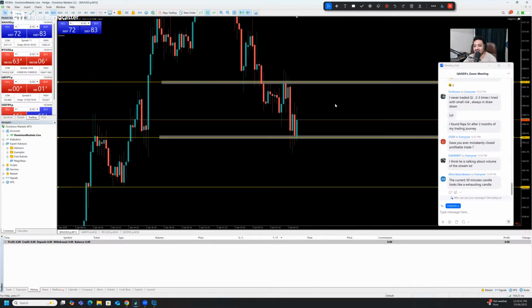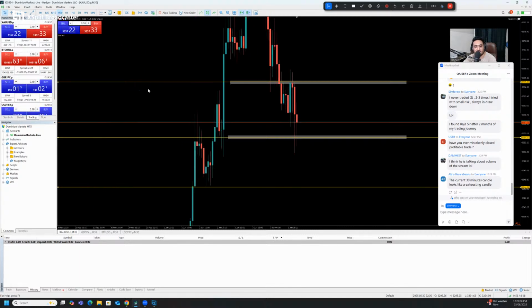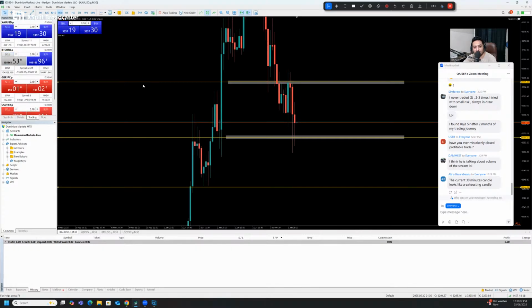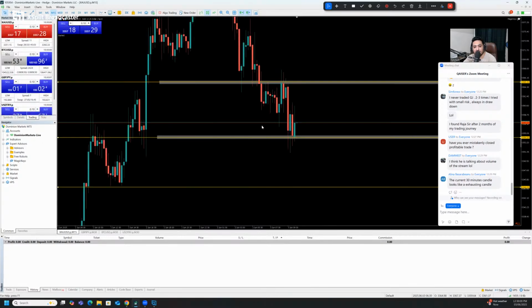No, the current 30-minute candle looks like an exhausting candle. Actually, it's still open. Look at the 30-minute, it just closed with a small body. Look at the 50-minute, it just closed back into the range. So there's nothing going on. I would say it's a simple consolidation. That's it. Candles are printing side by side. There's no trend going on.